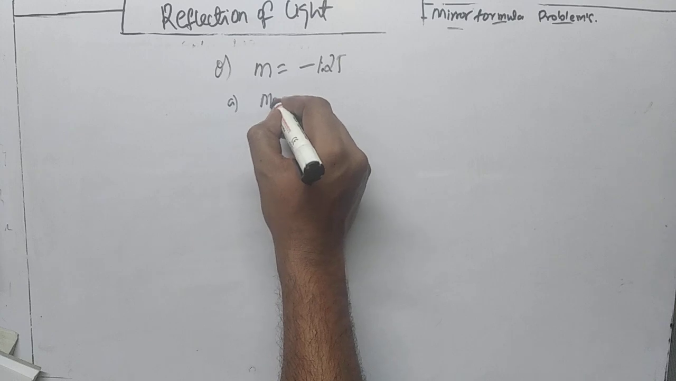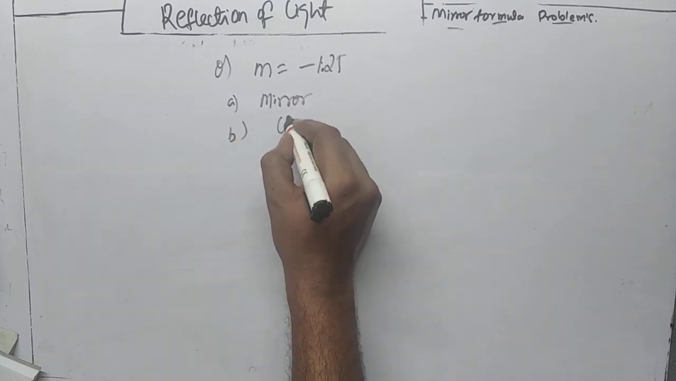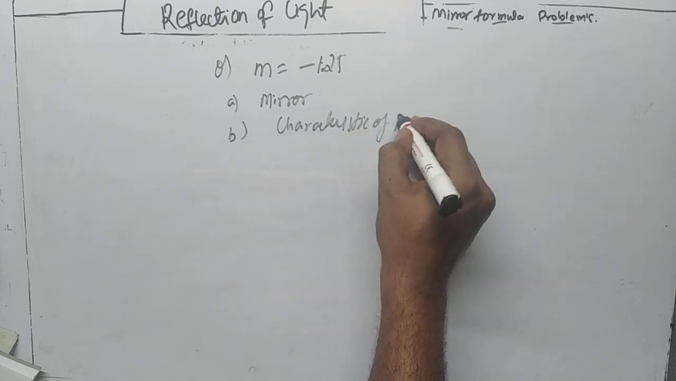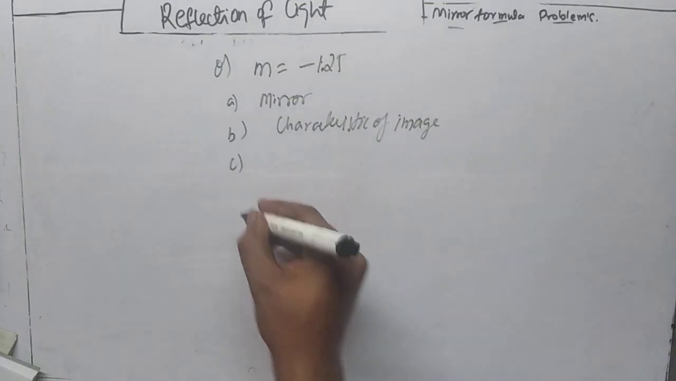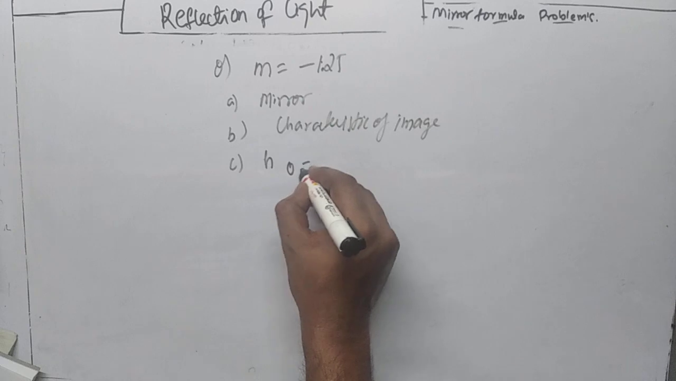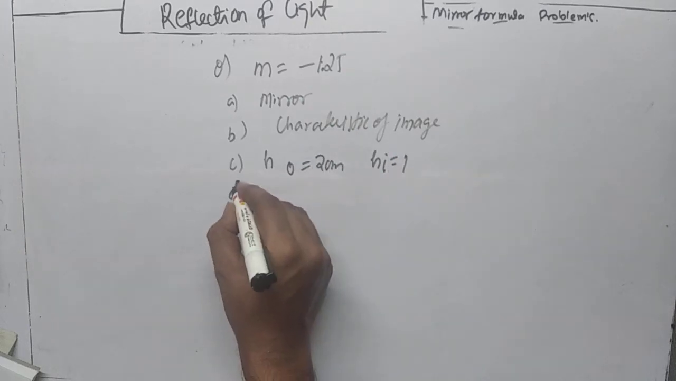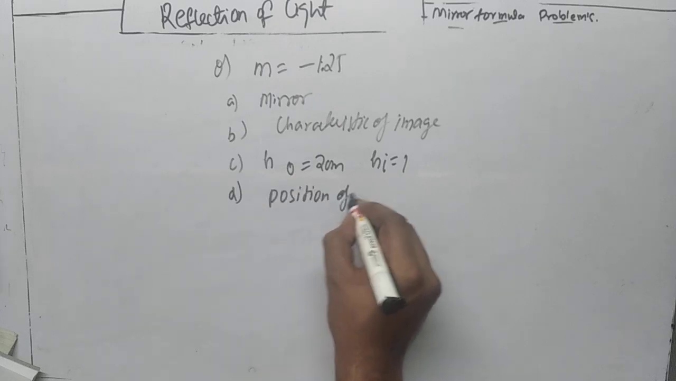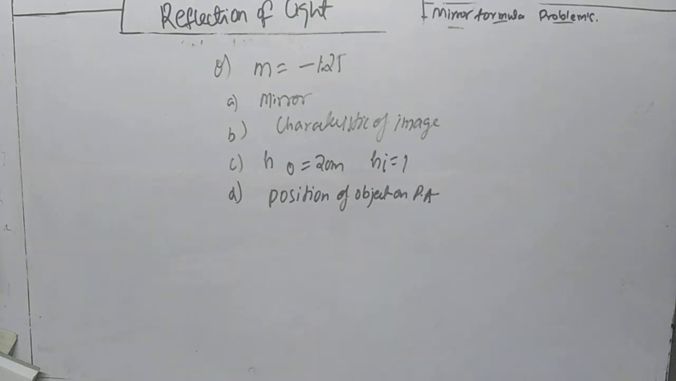First one is, you have to find the type of mirror. Second one is asking what the characteristics of the image are. Next, third question is given that height of the object is 2 centimeter, he is asking to find the height of the image. And fourth question is asking the position of the object on the principal axis. One of the students asked me this question, so how to solve this.